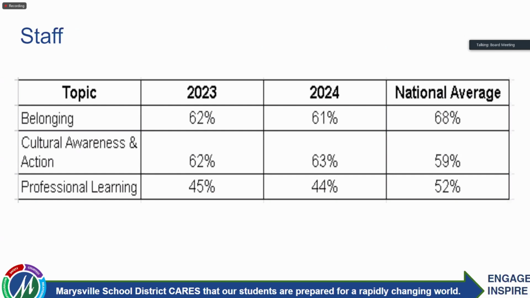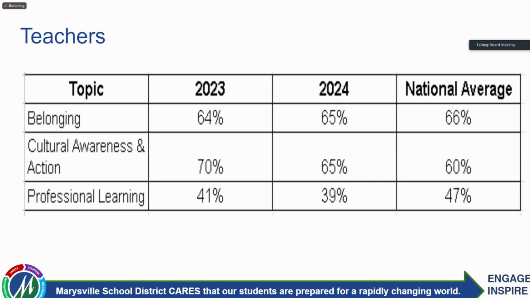So I separated these out so that you could see that staff, which by the way, staff are anyone in our district that's not a certified teacher. Okay. So staff answered these questions in 2023 with 62% for belonging, 61% in 2024, and the national average is 68%. Cultural awareness and action was 62%, and then it went up to 63%. The national average is 59%. Professional learning was 45%. It went up or down to 44%. The national average is 52%.